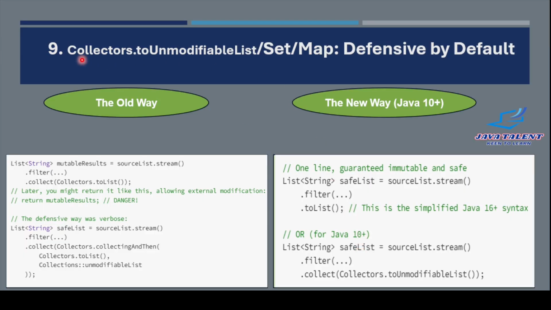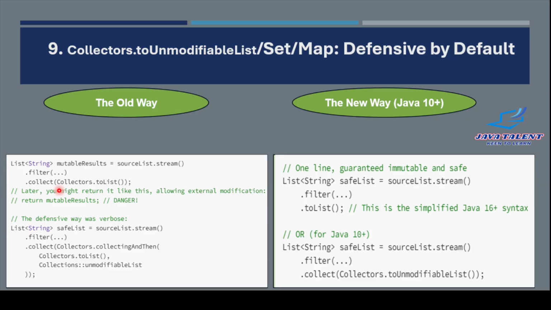Next is Collectors.toUnmodifiableList, or it can be a set, or a map. So, defensive by default. In older versions, developers were constantly forgetting to wrap mutable collections in defensive copies. For example, Collections.unmodifiableList is the classic source of concurrency and state corruption bugs.